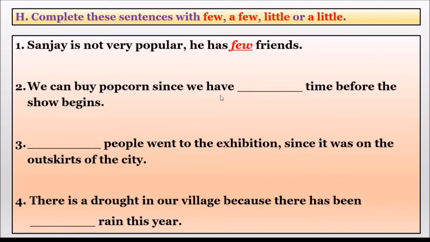So let me check the answers. For the second one, it is a little, because we are specifying the amount of time here. For the third answer, it is few. Fourth answer is just little, not a little. So the remaining, I think there are 12 questions in this Roman. You have to do the remaining questions. Okay, children, if you have any doubt, you can call me and clarify your doubts.